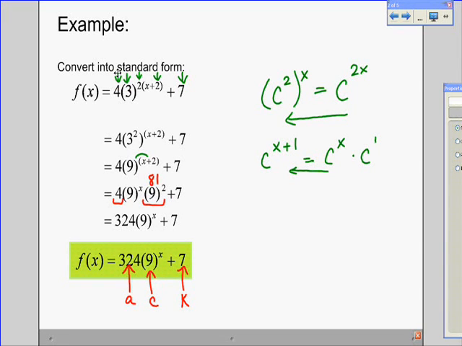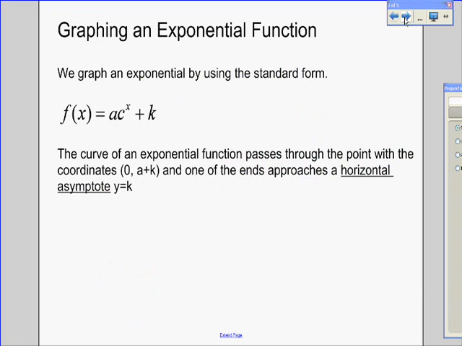Now that we understand how to convert from any form into standard form for an exponential function, let's take a look at graphing. So we would graph an exponential function by using our standard form. So we want to make sure that it's in this standard form here. And our curve of an exponential function will pass through the point with the coordinates 0, a plus k. So our x is 0 and our y is going to be equal to a plus k. One thing to know about that is that it's going to be our y-intercept.